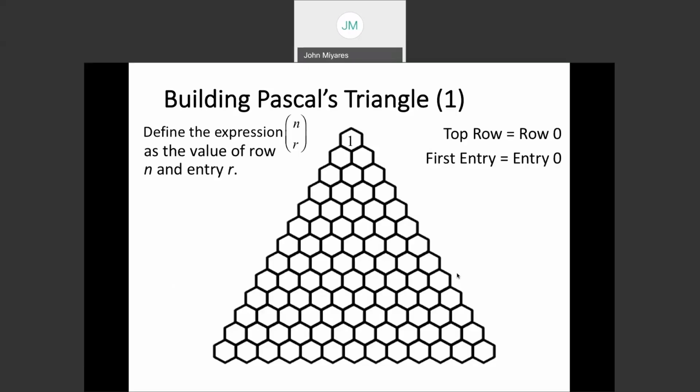Also, as we said in the previous slide, we're going to start with a 1 at the very top. This will be considered row 0, entry 0. From there, we're going to put 1s all the way down the outside, so the first entry, or entry 0, in every row is going to be a 1, and the last entry in every row is also going to be a 1. So in row 1, which is the second row, we're going to have just 1 and 1. In the third row, which we're now calling row 2, we start with a 1 on the left end and a 1 on the right end. And this pattern is going to continue all the way down the outside of the triangle.